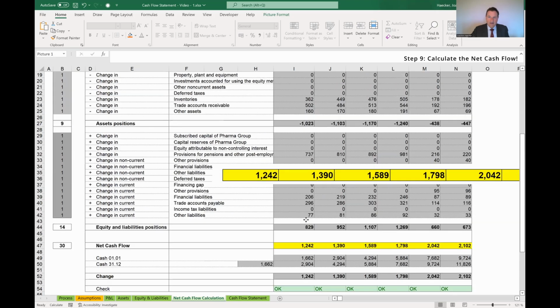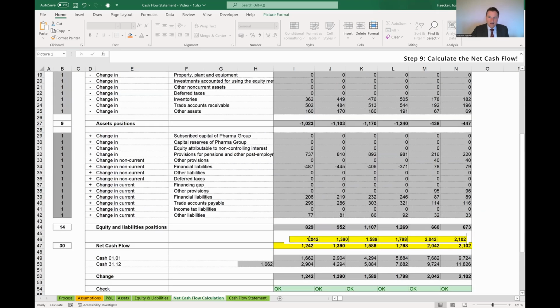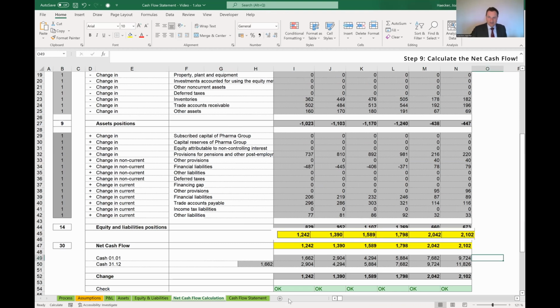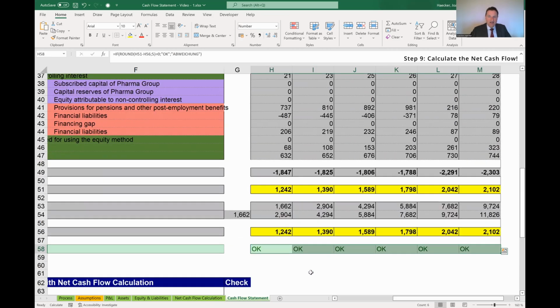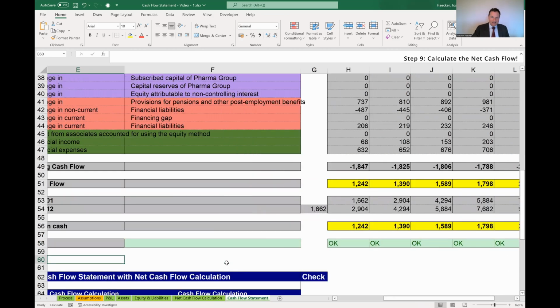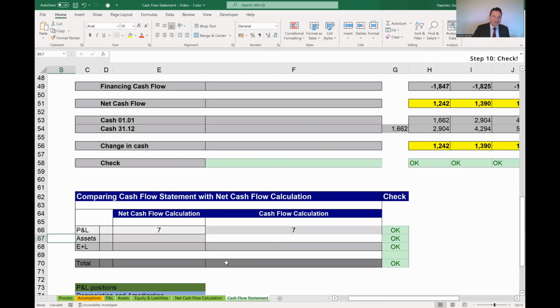And compare it to my result I received here. And you see exactly the same position. So my net cash flow calculation has been correct and my cash flow statement has been correct. Now I can finally check one more time how many assets positions did I use.